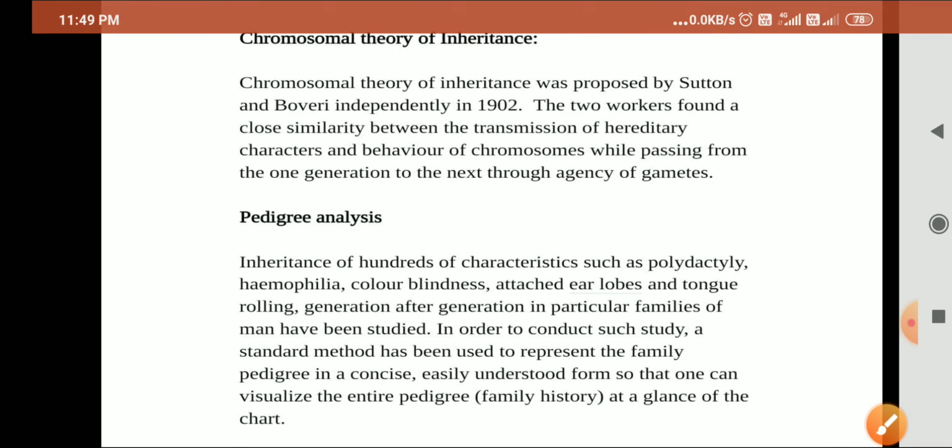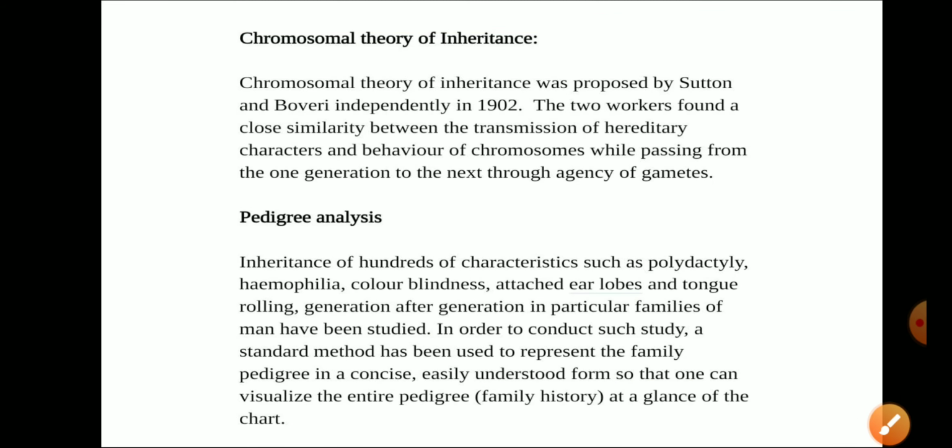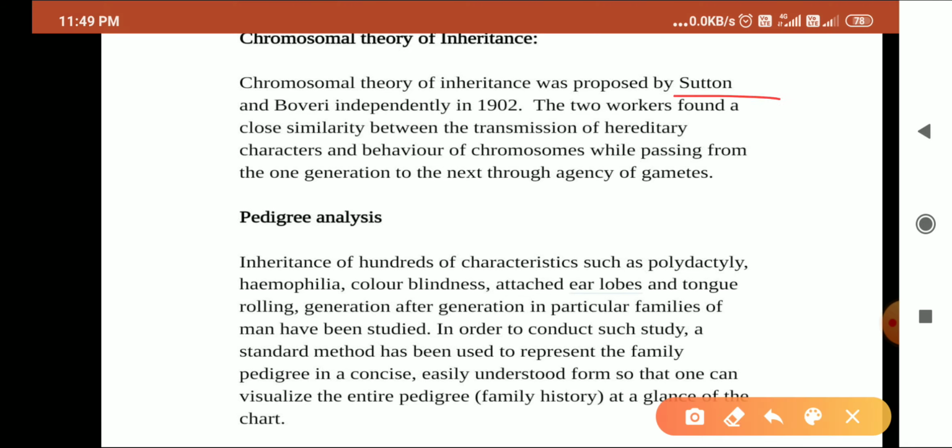Now next we have the chromosomal theory of inheritance. The chromosomal theory of inheritance was given by Sutton and Boveri. These two scientists gave the chromosomal theory of inheritance in 1902. The two scientists worked together and noted similarity between the transmission of hereditary characters and the behavior of chromosomes while passing from one generation to the next generation through gametes. So this is termed as the chromosomal theory of inheritance.